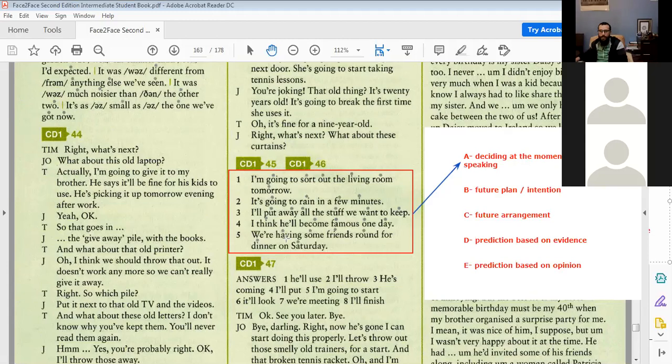No, okay. E. Prediction based on opinion, because he said opinion, he will, don't know. But did he give any evidence in number four when he said, I think he'll become famous one day? Is there any evidence to support this statement or no evidence? Maybe he saw something about what he thinks. Okay, maybe. Okay, last one. We're having some friends round for dinner on Saturday. This is future arrangement.